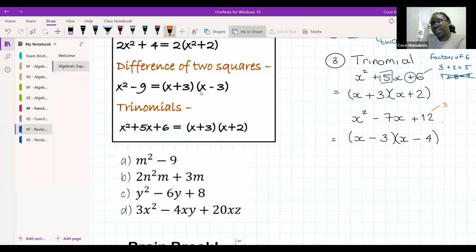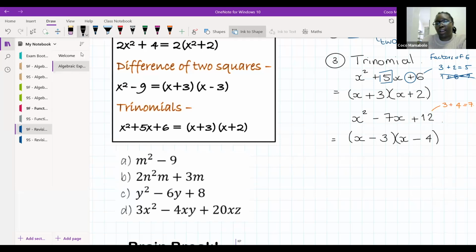3 times 4. Good, and we know that they needed to add up to give us 7, right? So 3 plus 4 is equal to? 3 plus 4 is equal to 7. Sorry, ma'am. Good, it's equal to 7. And the reason they're both negative is because we want negative 7. Very well done, Kamohelo. I think this comes naturally to you. You're really good at it. Excellent. Well done. Thank you.